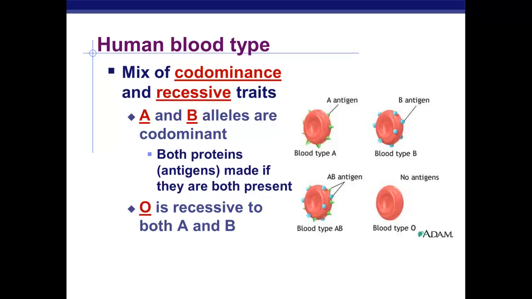Now, the O allele is recessive to both A and B, and that's because the O allele, the gene that you inherit when you inherit an O allele, actually doesn't code for any protein at all. But if you just have one O allele, you'll still make the A or B protein that you have on your other allele. So it's only if you have two recessive O alleles that your blood won't make any antigens at all, and the surface of your blood cells won't have any sort of markers on it.